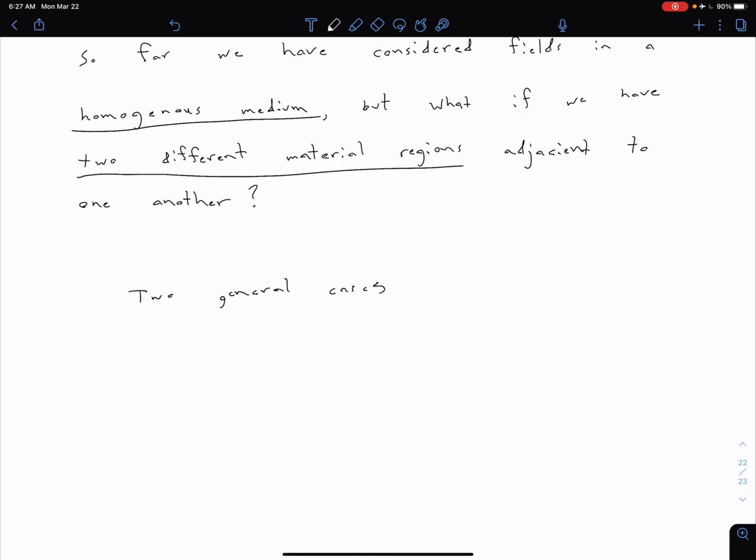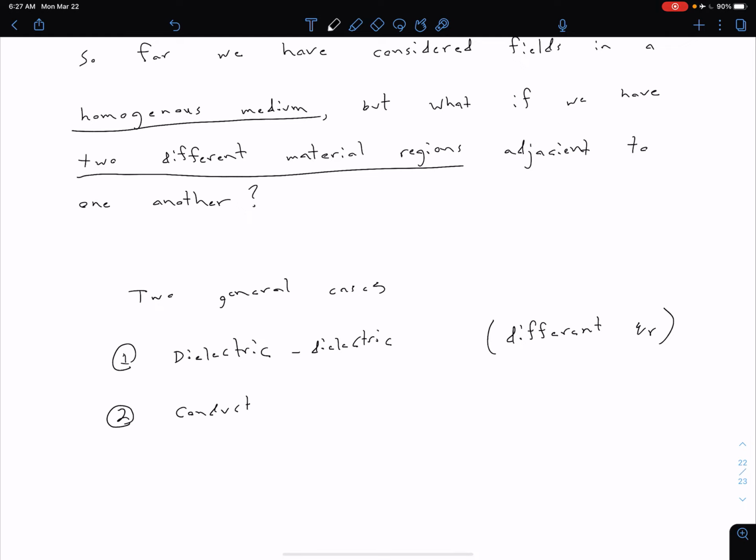So our first case is going to be, what if we have two dielectrics that are adjacent, or right next to one another? So if we have a dielectric-dielectric boundary. And of course with this dielectric-dielectric case, we're implicitly saying we have different relative permittivities, so different epsilon r values. Because if we have the same epsilon r, of course we could say we just have a homogeneous medium still. And the second case we're going to consider is a conductor-dielectric boundary.